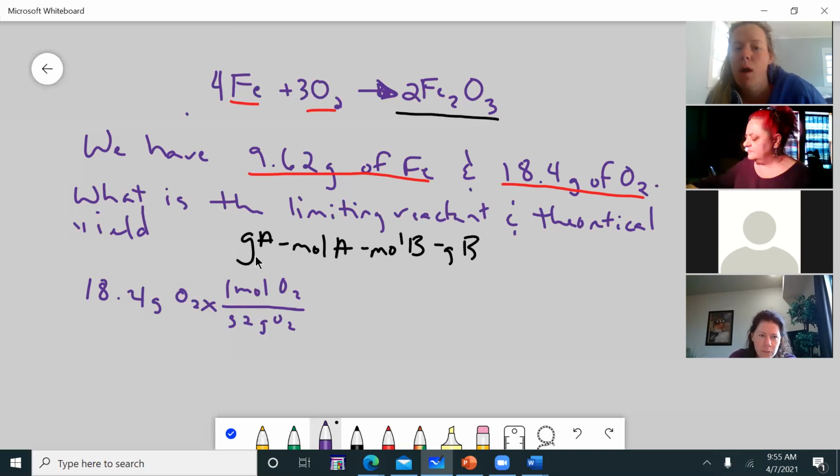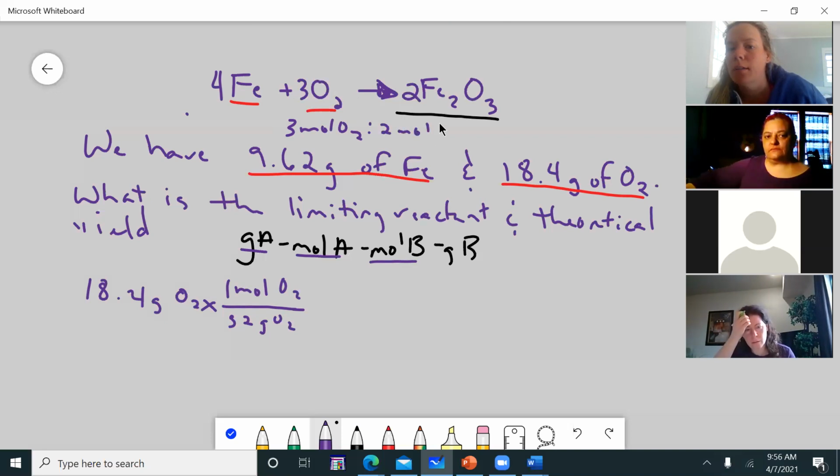So that's step 1. That gets us from grams of A into moles of A. And again, A is just an arbitrary thing for our reactant. So now we want to go from moles of A to moles of B. This is that magic step where we get to use the coefficients. If we're looking at the relationship between oxygen and the product, what I see in my balanced equation is that 3 moles of O2 will yield 2 moles of the product, Fe2O3.